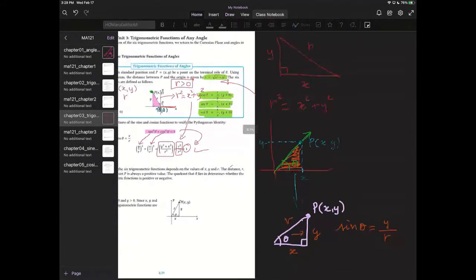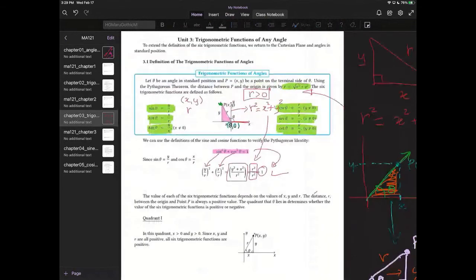And that's exactly the same thing that we see here. So the only difference is now I'm expanding these definitions to be useful for other angles that do not fit inside a right triangle, as in Unit 2 again.